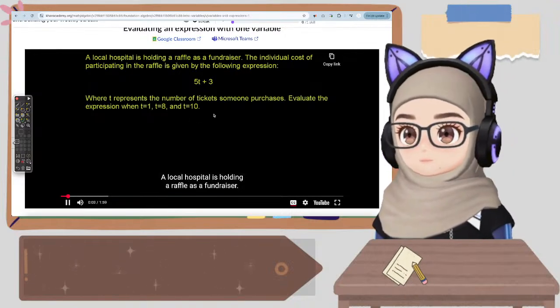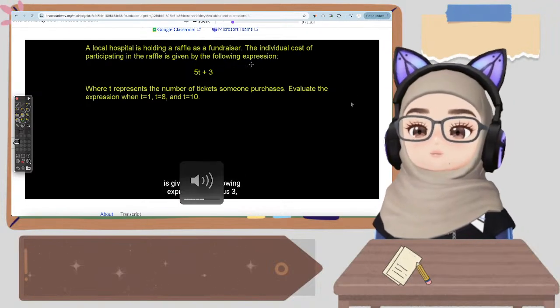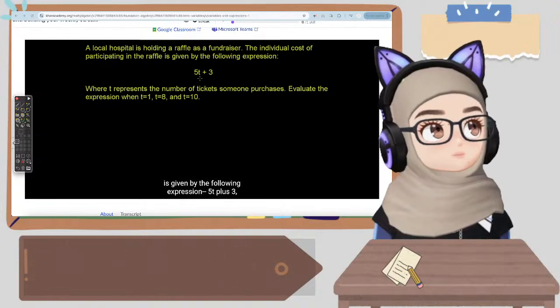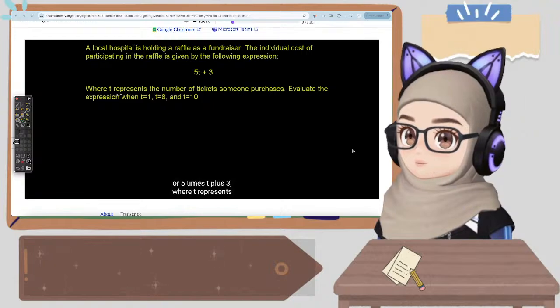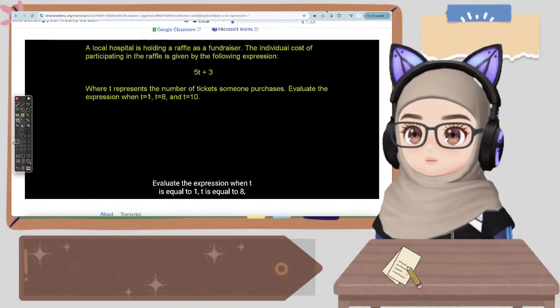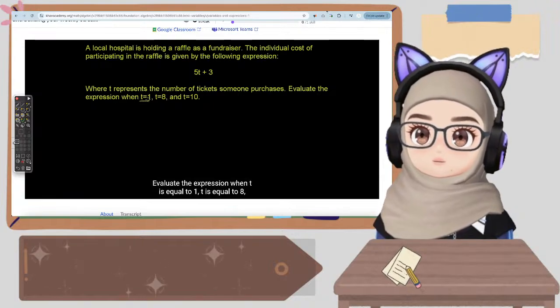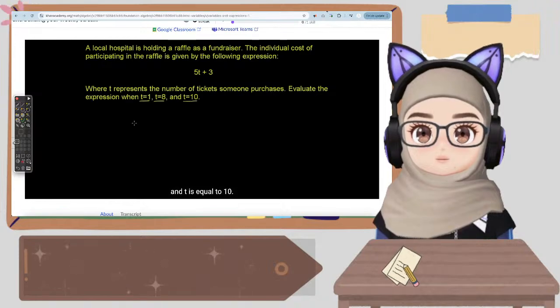A raffle is a fundraiser. The individual cost of participating in the raffle is given by the following expression: 5t plus 3, or 5 times t plus 3, where t represents the number of tickets someone purchases. Evaluate the expression when t is equal to 1, t is equal to 8, and t is equal to 10.